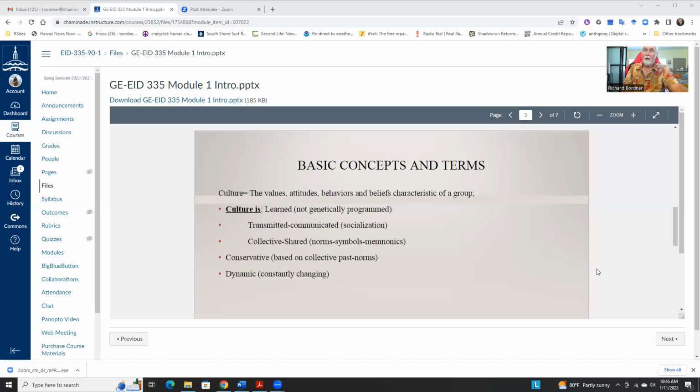So culture is transmitted and communicated. So people learn culture. People can learn other cultures. This is what we call acculturation or assimilation.